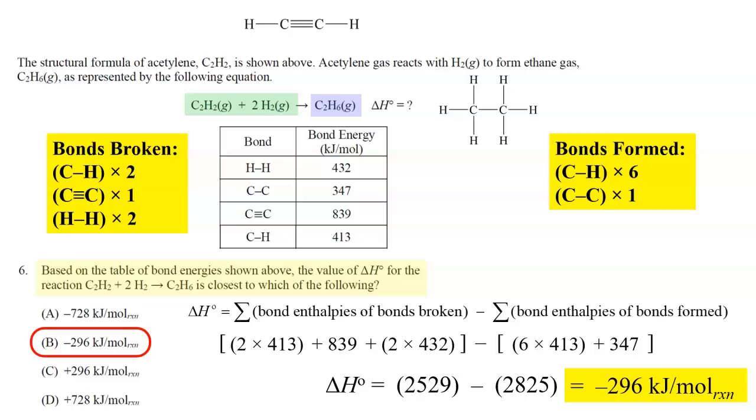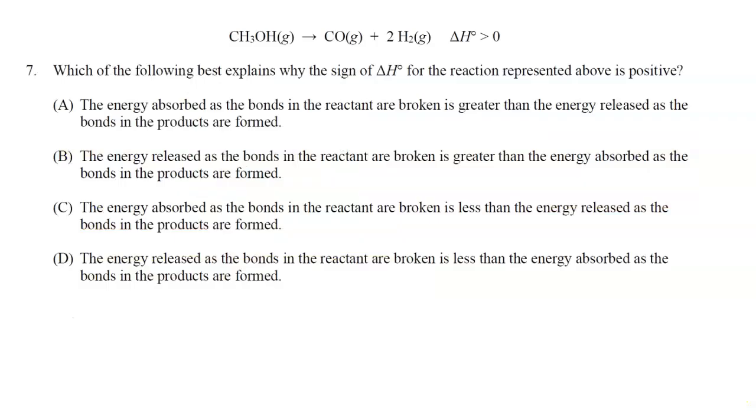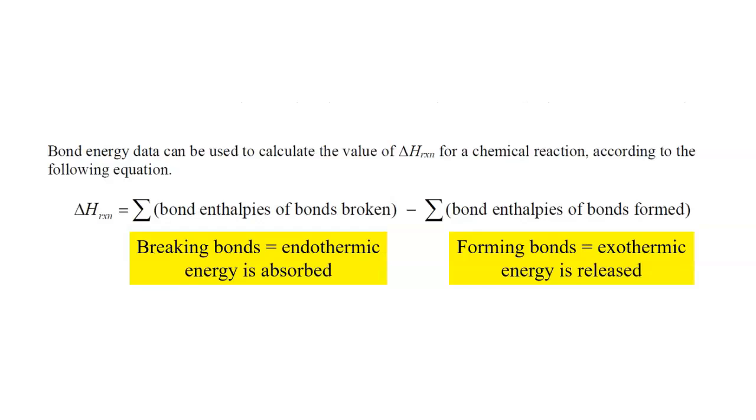Now let's take a look at question 7. In question 7, it says, which of the following best explains why the sign of delta H for the reaction represented above is positive? So just like in question 6, here in question 7 we have to consider the following equation in which bond energy data can be used to calculate the value of delta H.